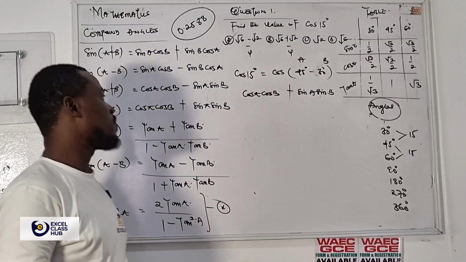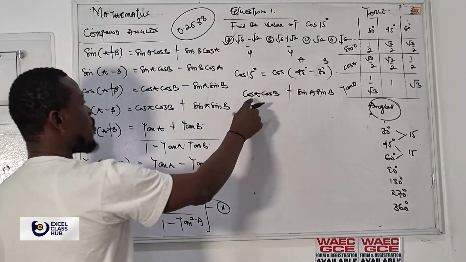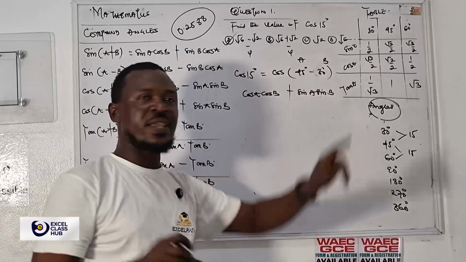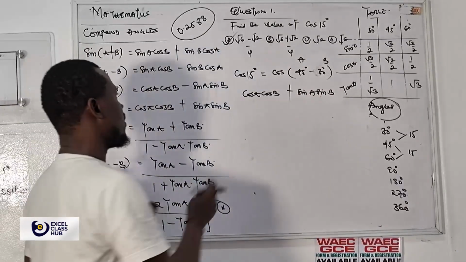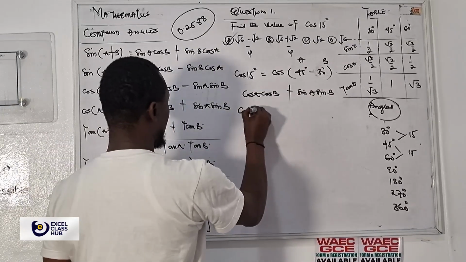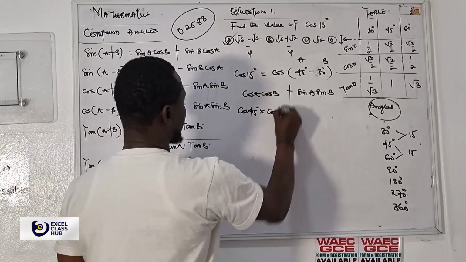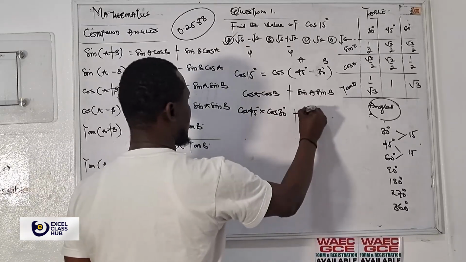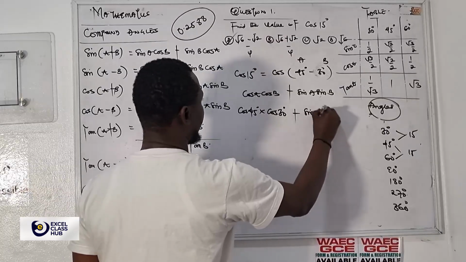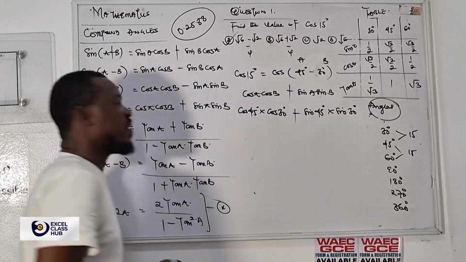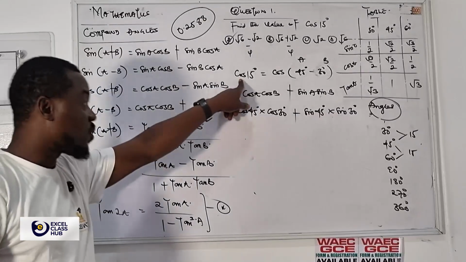Cos A minus B. So I can now substitute. Anywhere I see A, I'll change it to what? 45. Anywhere I see B, I change it to what? 30. So from here, this one will turn to what? Cos 45 degrees, times cos 30 degrees, plus sine 45 degrees, times sine 30 degrees. I'm still solving for cos 15.